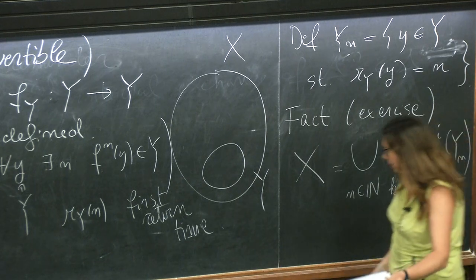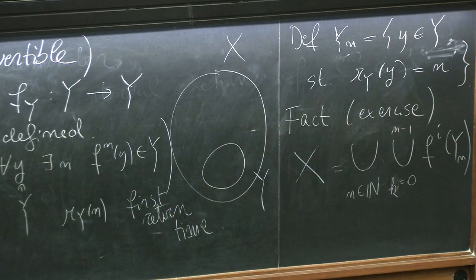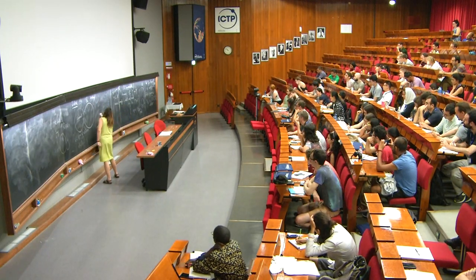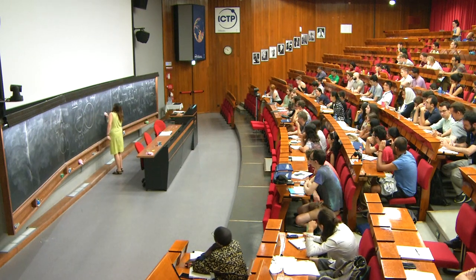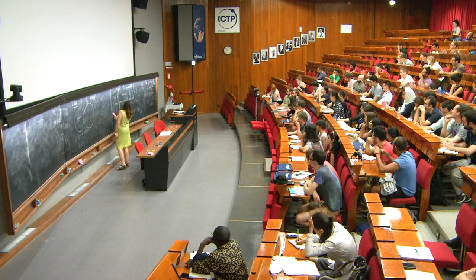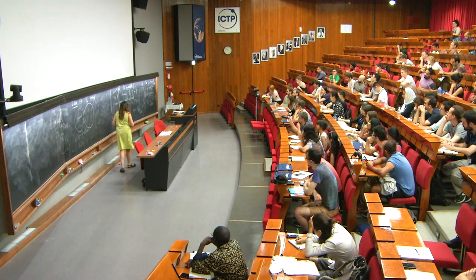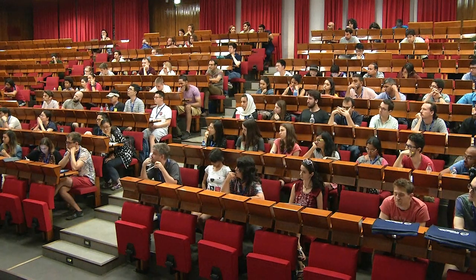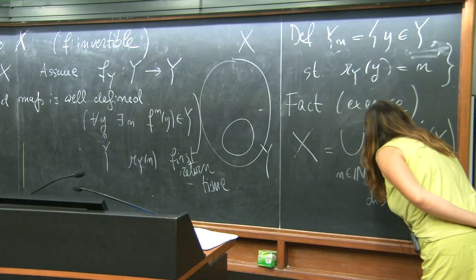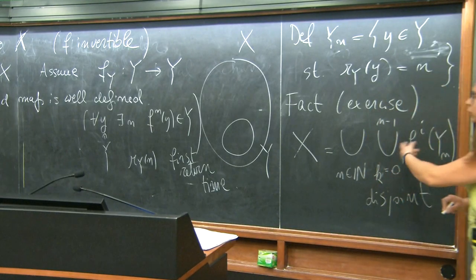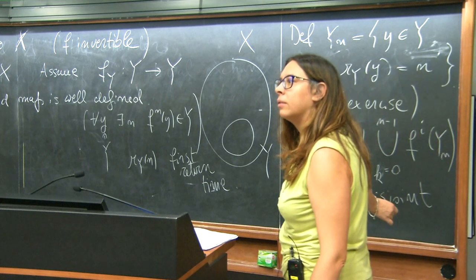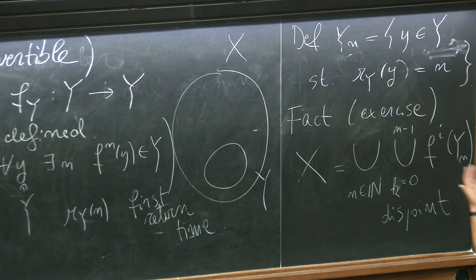I'll draw you a picture of this, because the picture makes it immediately clear what this means. The claim is that this union is everything, and also that the union is disjoint. So all these sets are pairwise disjoint, and every point falls in exactly one of those sets.